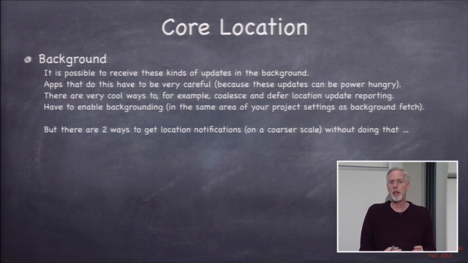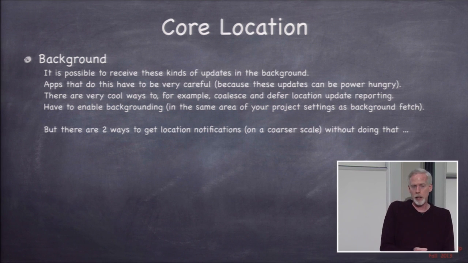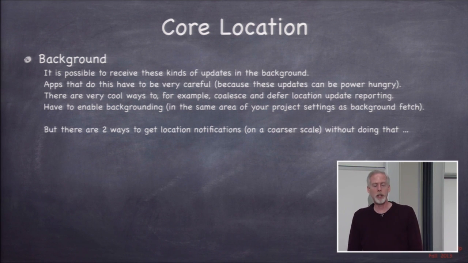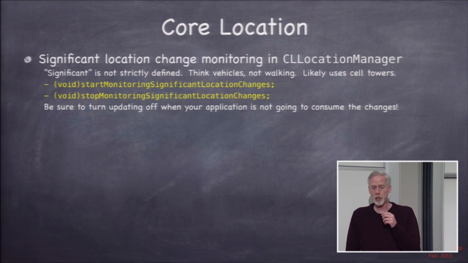So let's talk about the two ways that you can get notified in the background and in the foreground. If you can get notified in the background, then you're going to get notified in the foreground automatically. So here's a way that background and foreground you can get notified. The first one is called significant location change monitoring.